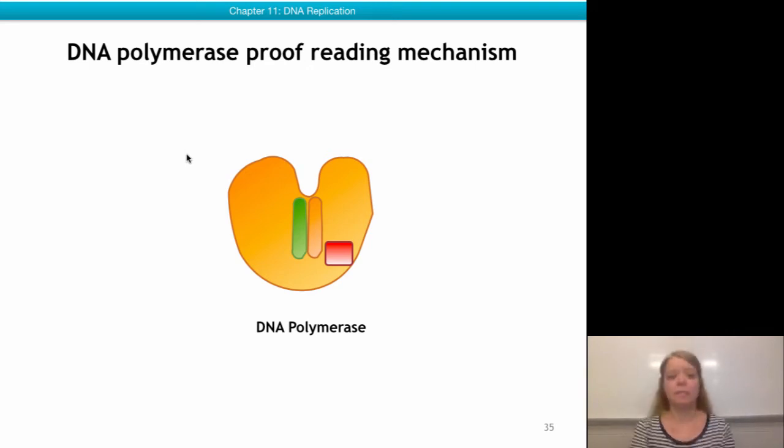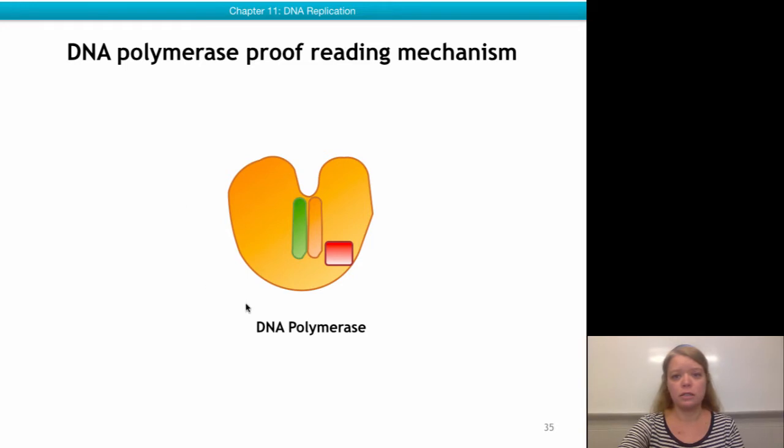Hi everybody, this is a continuation of the DNA replication lecture. In the last segment we were talking about DNA polymerase and how a DNA polymerase functions. Now I'm going to go through an animation of a typical DNA polymerase so that you guys can see how the DNA polymerase activity and the exonuclease activity of a typical DNA polymerase interplay.